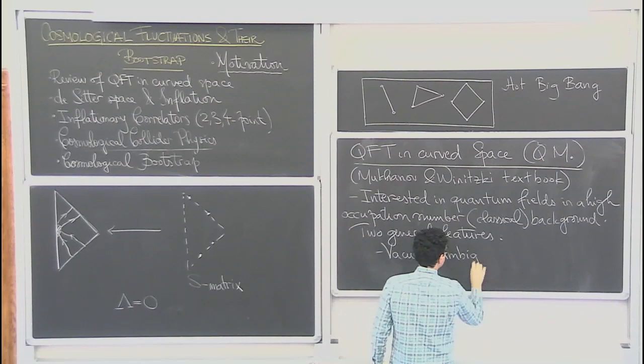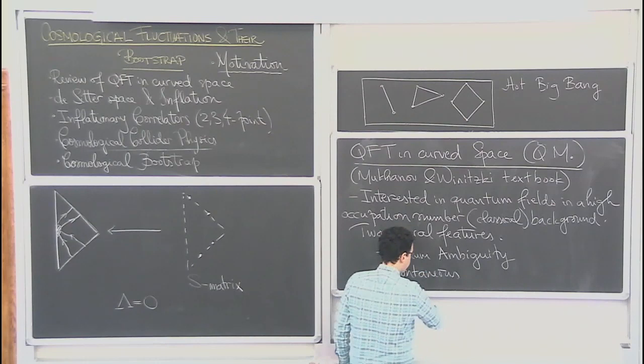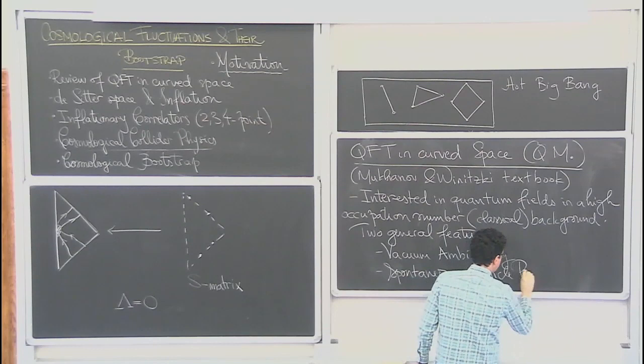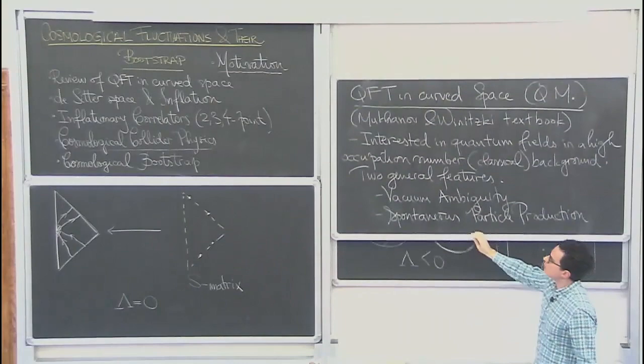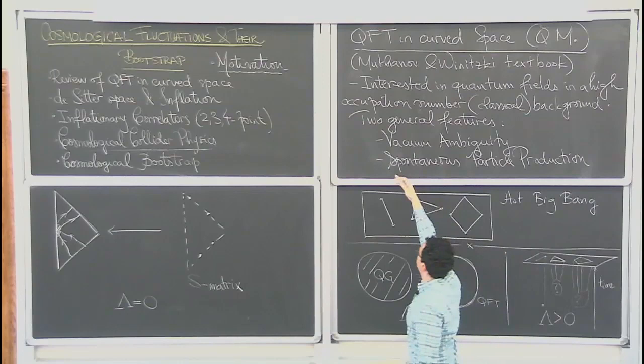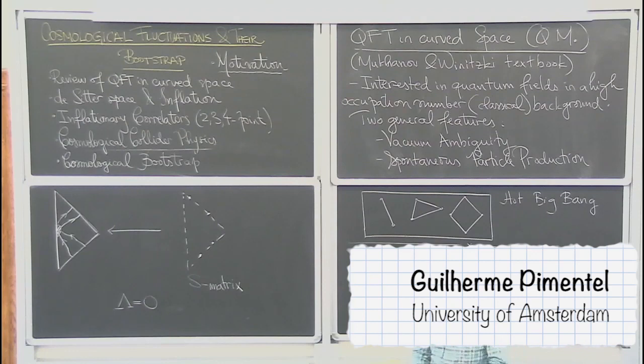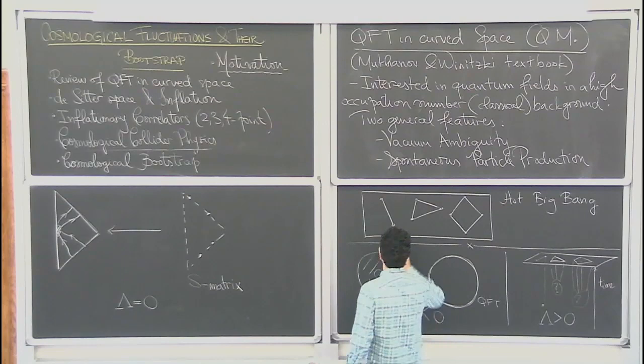And pretty much related to this is that, depending on what you call vacuum, you have the phenomenon of spontaneous particle production. Okay. And this spontaneous particle production is crucial to inflation. In inflation, you have a curved arena, and this curvature gives rise to spontaneous particle production. And it's this spontaneous particle production that sets up these initial correlations in the universe.